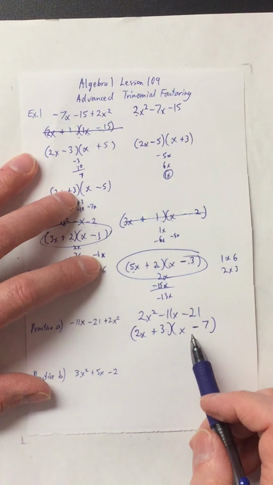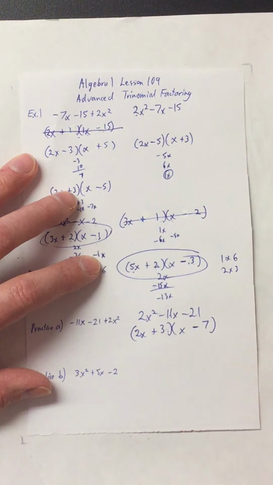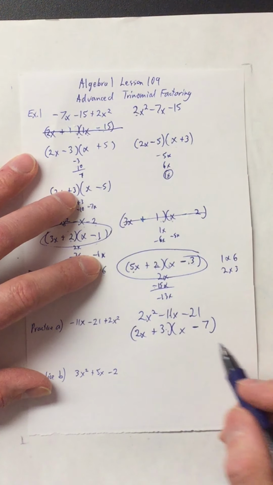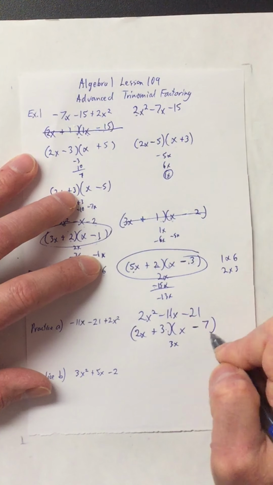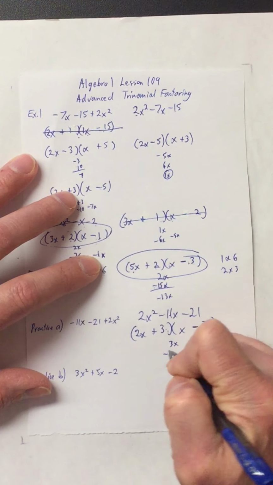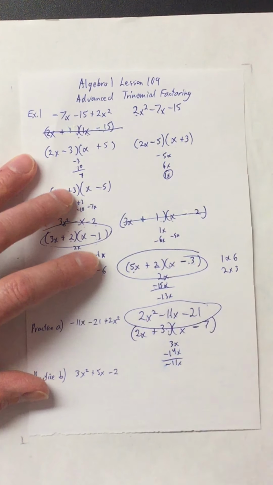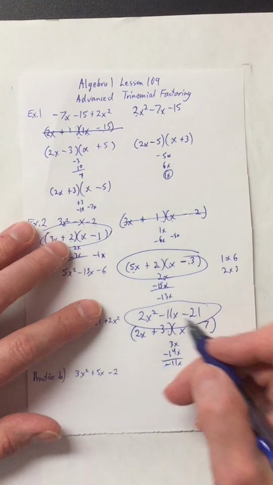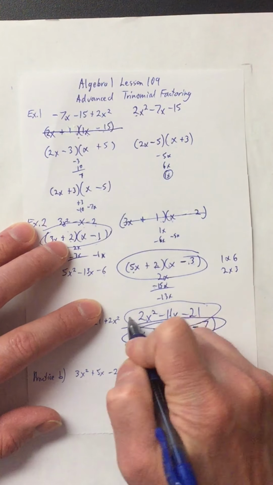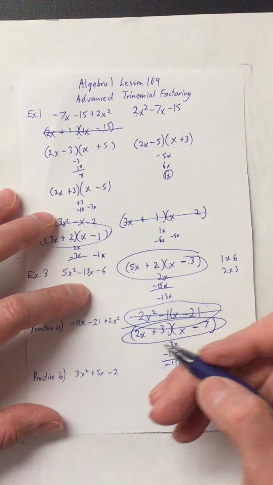See if that works. Negative 11 is negative, so I want my larger number to be negative. So 3x, and then if I multiply my outers, I get negative 14x. Add those together, negative 11x. This is the correct answer for practice problem A. Oops, sorry. This is the correct answer. There we go.